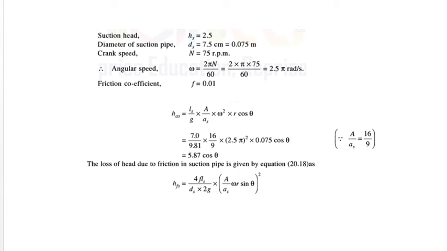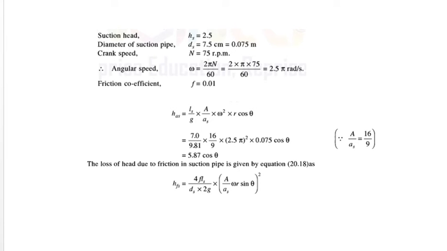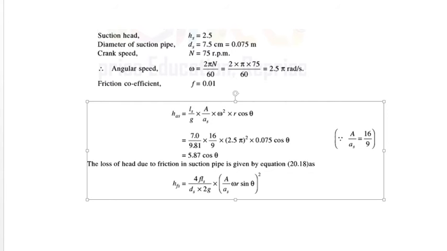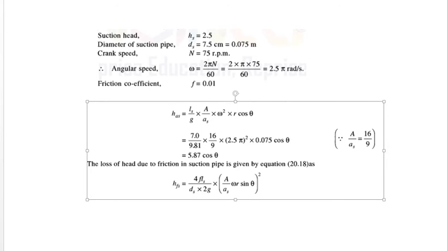First you have to calculate the acceleration head in suction pipe, that is h_as = Ls by g, capital A upon small a_s, omega square r cos theta. Ls is given, g you know 9.81, A by a_s you had calculated here, that is 16/9, omega is 2.5 pi whole square, into r is given, that is 0.075 cos theta. So the value of h_as is 5.87 cos theta.